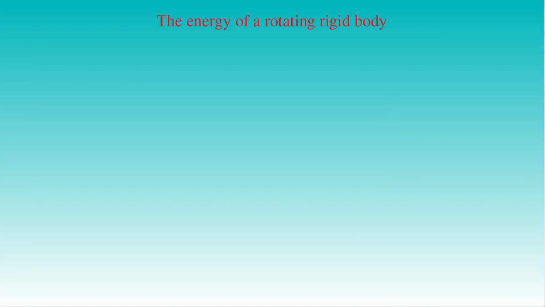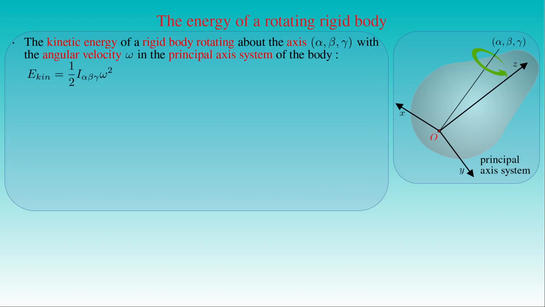We already saw that the kinetic energy of a rigid body rotating about the z-axis is given by half of its moment of inertia with respect to the z-axis times the square of the angular velocity of the rotation. In the general case, the kinetic energy of a rigid body rotating about an axis given by the angles alpha, beta and gamma with the angular velocity omega is equal to 1 over 2 times the moment of inertia I sub alpha beta gamma, times omega squared.